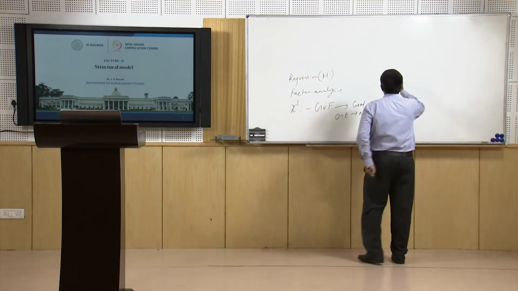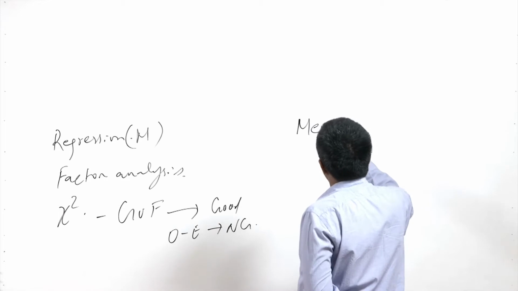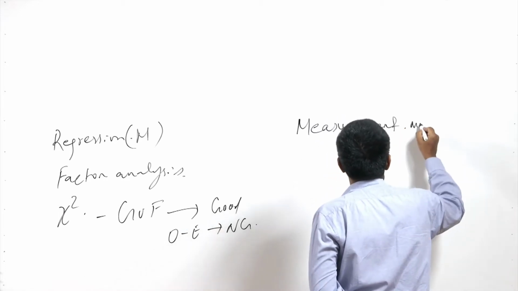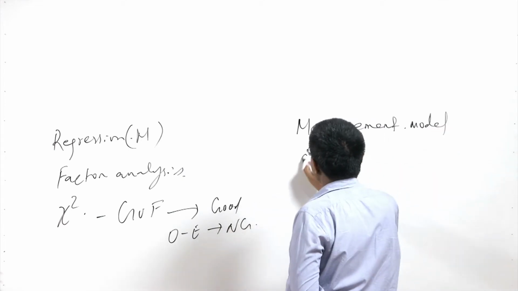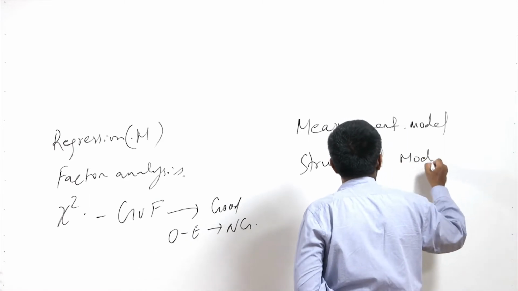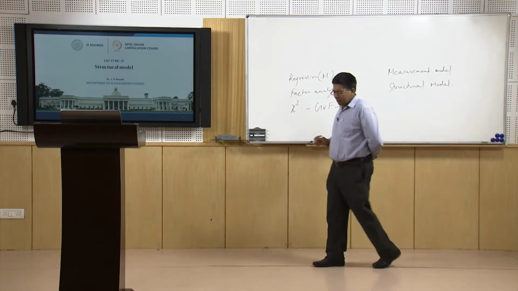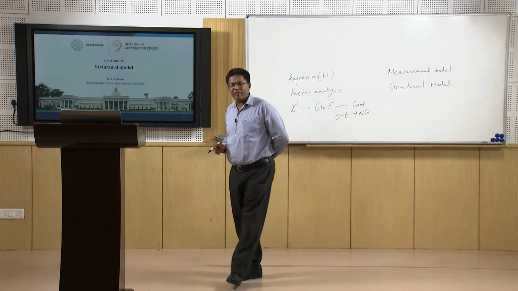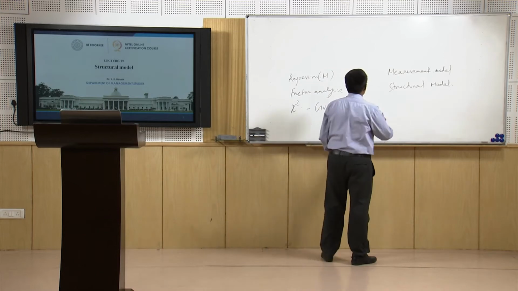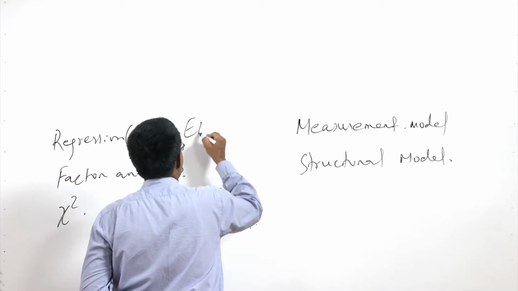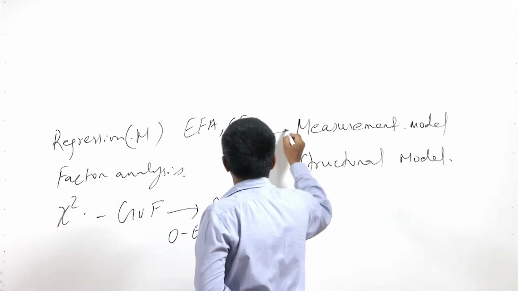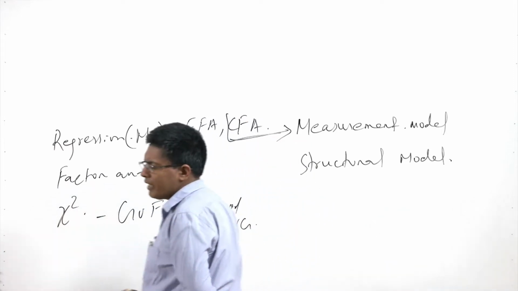In the first part we talked about the measurement model. We said that the entire structural equation modeling can be seen as a combination of the measurement model and then the structural model. The measurement model is what we call confirmatory factor analysis. There are exploratory factor analysis and confirmatory factor analysis, and this confirmatory factor analysis part is the measurement model.